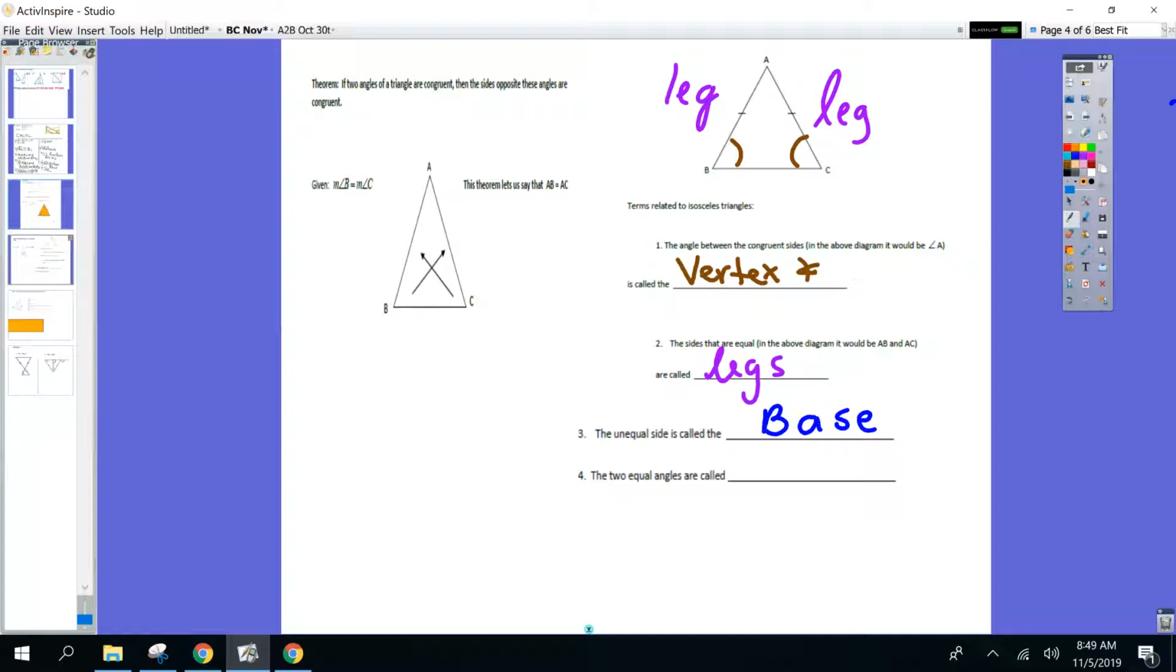At the high school level here, base does not equal bottom. Okay? Base is just the non-congruent side. It could be anywhere. All right? Base does not equal bottom.